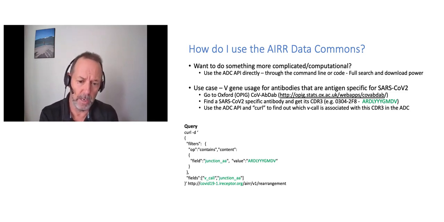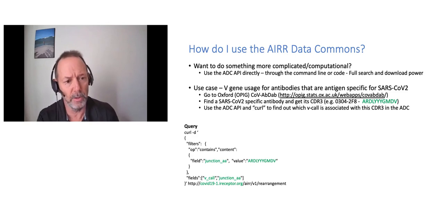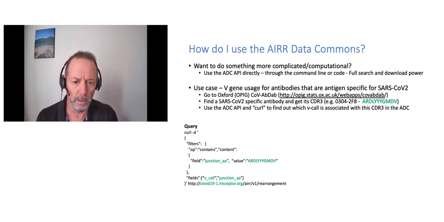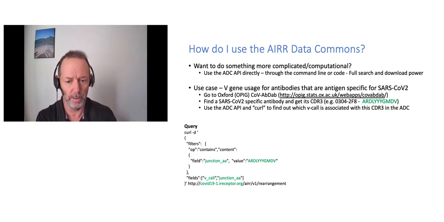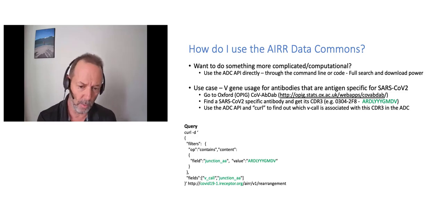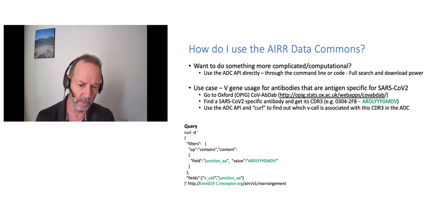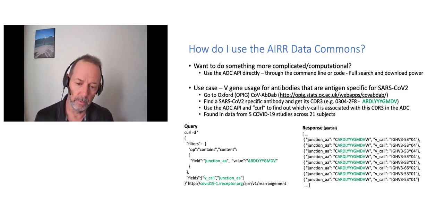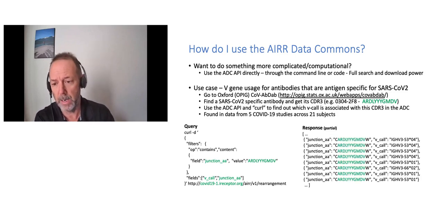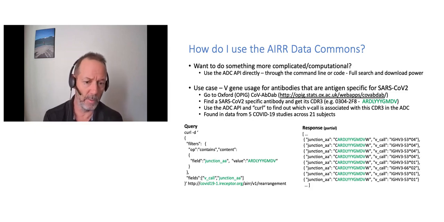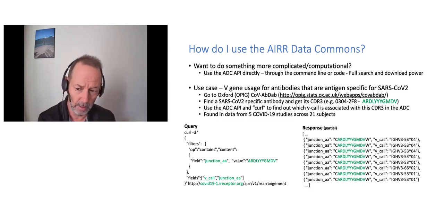And if I want to query, and you probably don't really need to read the details of this too much, but essentially what I'm doing is sending a request to a specific repository, which is down at the bottom, covid19one.ireceptor.org. I'm looking for the junction AA field, which is basically the amino acid CDR3, and I'm looking for the sequence of interest, which is that amino acid string. And I'm asking it to give me the vcol response to that query. And when I do that, I basically get back the data from the repository that meets my search criteria.